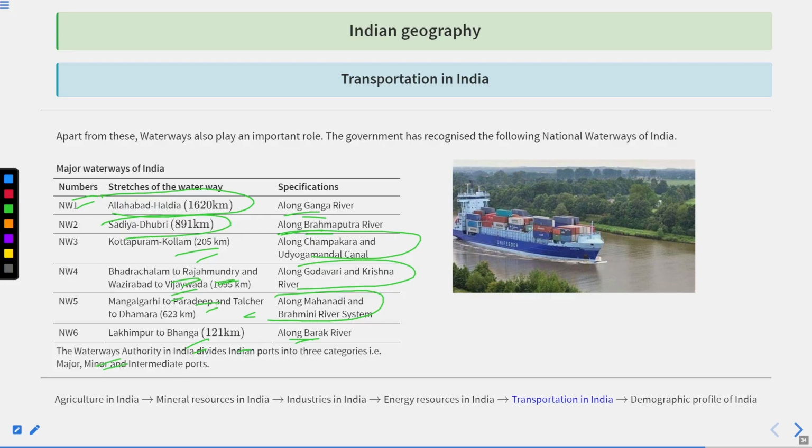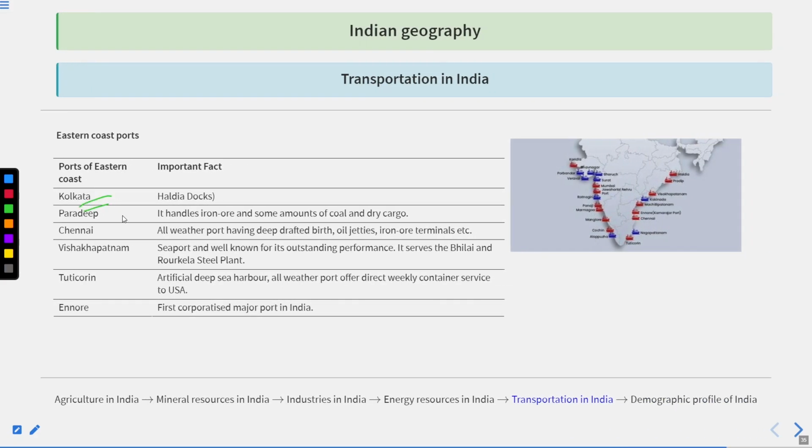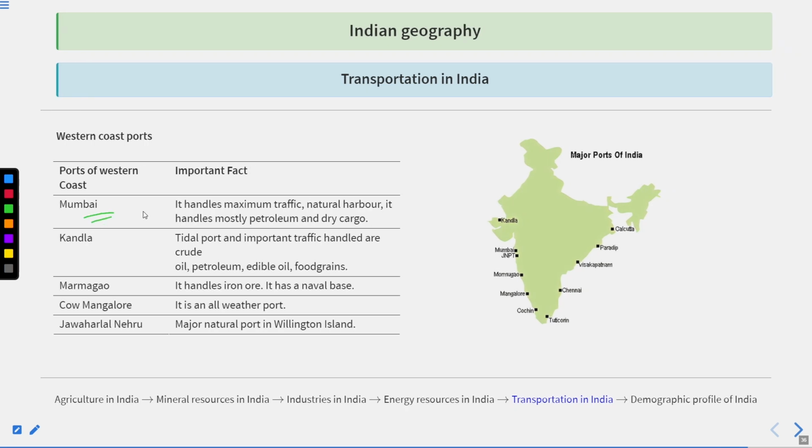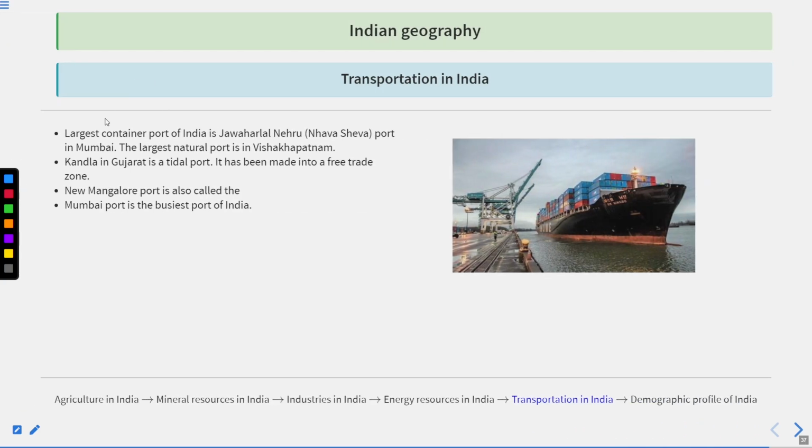The Inland Waterways Authority in India divides Indian ports into 3 categories. First are the eastern ports like Kolkata, Haldia, Paradip, iron ore, Chennai, all-weather port, Visakhapatnam seaport, Tuticorin, and Ennore. These are the eastern ports. Now the western coast ports: Mumbai, maximum traffic handler; Kandla, tidal port; Marmagao, iron ore, naval base; Mangalore, all-weather port; Jawaharlal Nehru, major natural port on Elephanta Island.